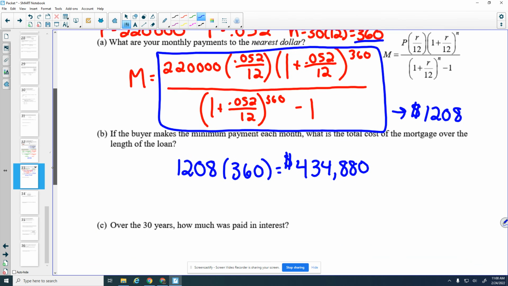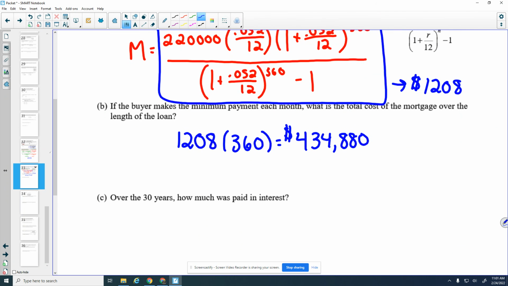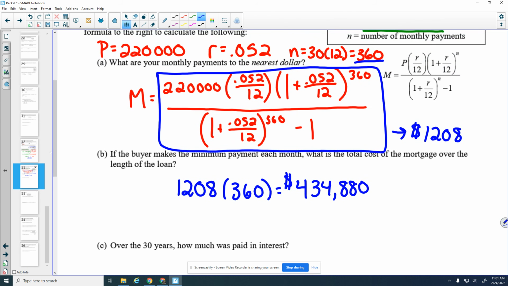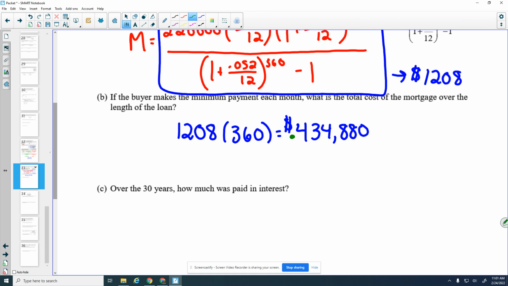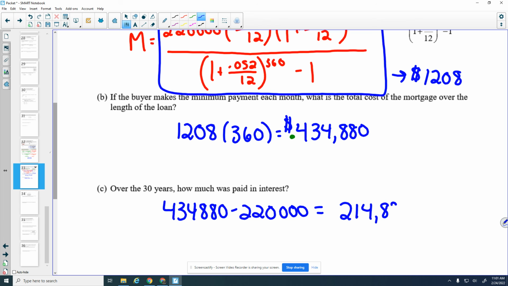Now, the next question, which you should maybe even already be thinking about, is over the 30 years, how much was paid in interest? So this was how much I borrowed, and this is how much I paid back. So to find out how much I paid in interest, that's the difference between those two. So we're going to do 434,880 minus 220,000. Okay. And that is going to equal $214,880 in interest.